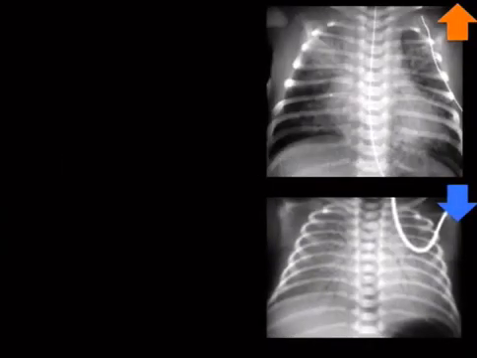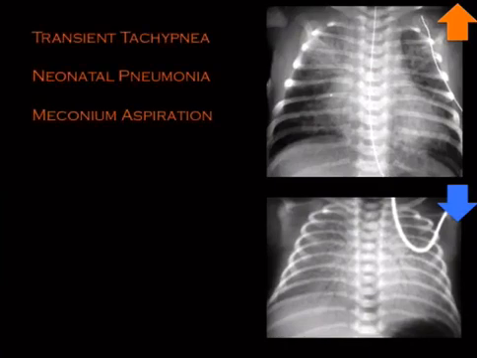All right, now let's look at the ventilation approach. So we can have hyperinflated lungs, this orange arrow up. And those are the three things that you think about with hyperinflation: transient tachypnea, neonatal pneumonia, and meconium aspiration. This confuses people. Sometimes they're like, why would that be hyperinflation? It's because there's a ball valve phenomenon that actually traps air.